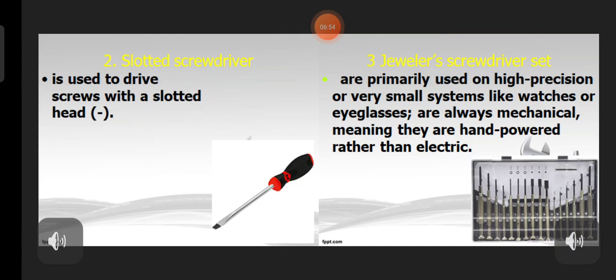A slotted screwdriver, also known as a flathead or flat blade screwdriver, was the first type of screwdriver. The blade tip is wedge-shaped and resembles a negative sign. This is used to drive screws with single slot head. Remember, flathead screwdrivers are used with flathead screws only. Don't use screwdrivers as pry bars, they will break.